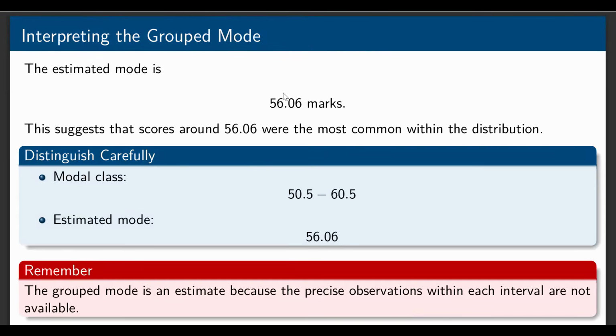What does this estimated mode mean? We have 56.06. It suggests that the scores around 56.06 were the most common within the distribution. So we found our modal class to be 50.5 to 60.5, and we found our estimated mode to be 56.06. If you are asked to find an estimated mode and you find the modal class, you have deviated. The modal class is different from the estimated mode.